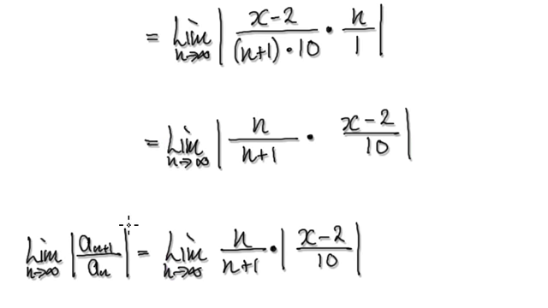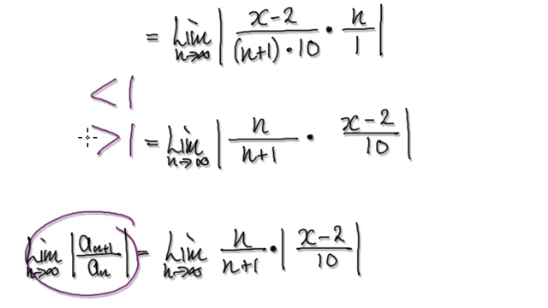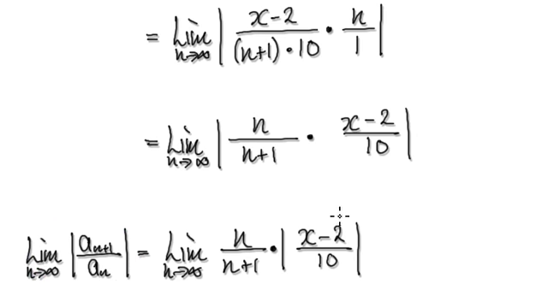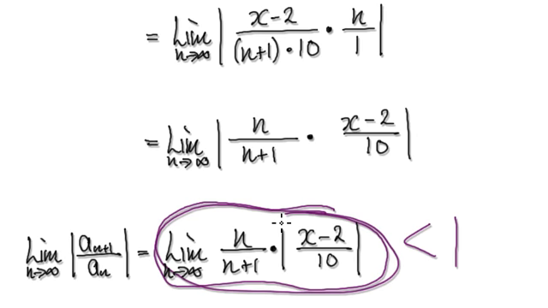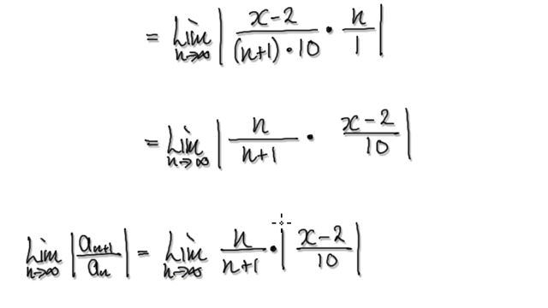So with the ratio test, for convergence, we require this value here to be less than 1. If it's greater than 1, the series will diverge. If it equals 1, it's going to be inconclusive. So because we want our series to converge, we require this whole thing here to be less than 1. So if this whole thing is less than 1, our series will converge.